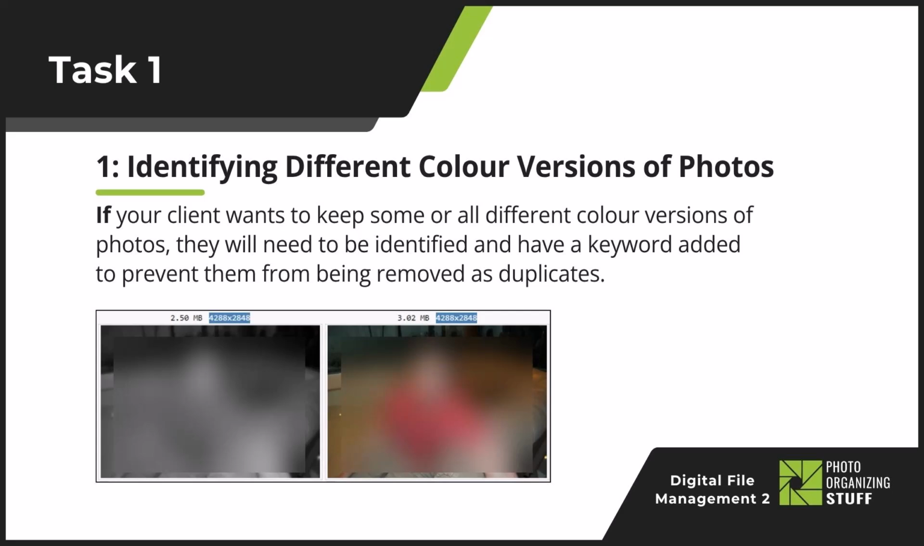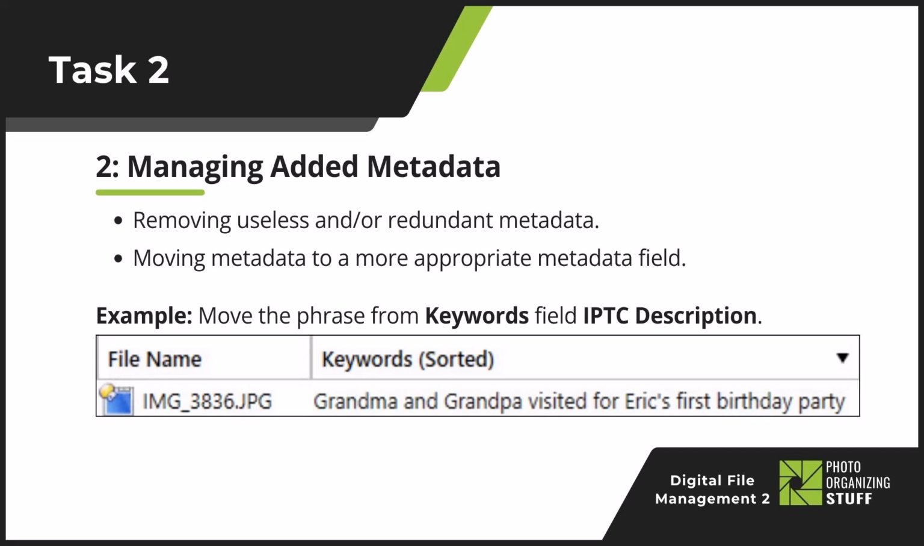If your client wants to keep some or all different color versions of photos, they'll need to be identified and have a keyword added so you don't accidentally remove them as duplicates. If they're not identified, duplicate removal will take a lot longer because you'll need to check all the thumbnails in DCP5 after every scan.